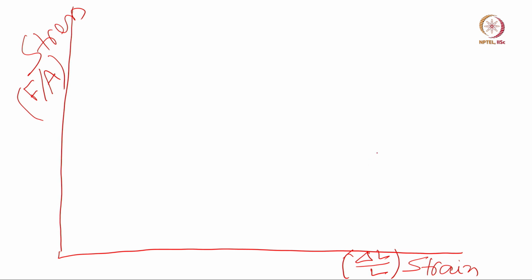Just for your reference, I am showing you a typical dog bone type of geometry, which follows the required ASTM guideline, and this dog bone geometry is pulled in tension. That means equal forces are being applied in opposite directions. It has a gauge length. Gauge length means the part of this test coupon sample with uniform cross sectional area.